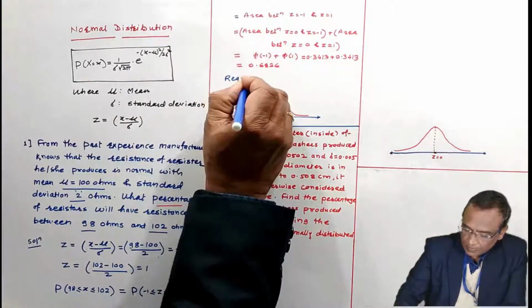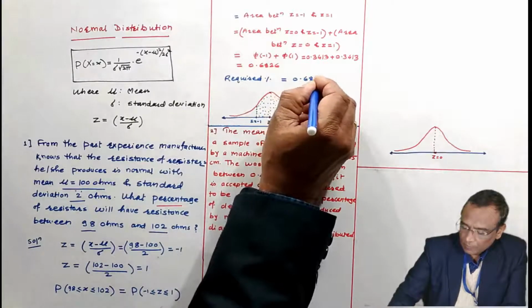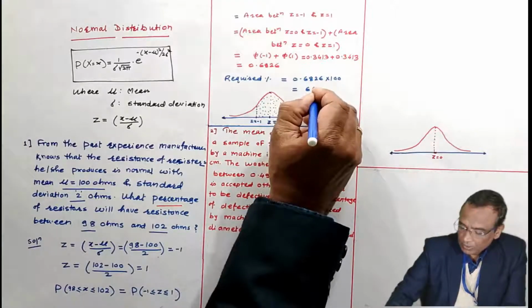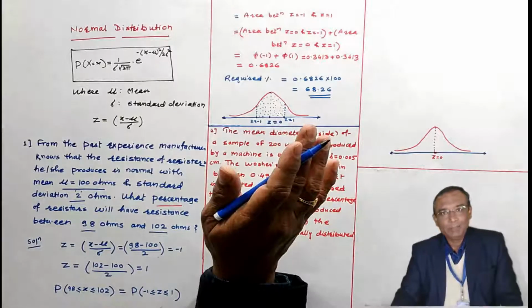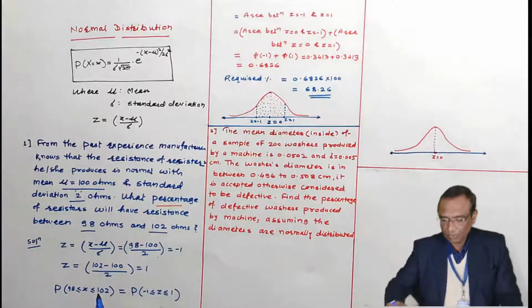Required percentage is equal to 0.6826 multiplied by 100, and this is equal to 68.26. So 68.26% of resistors will be between 98 ohms and 102 ohms. In this way, we have solved this problem.